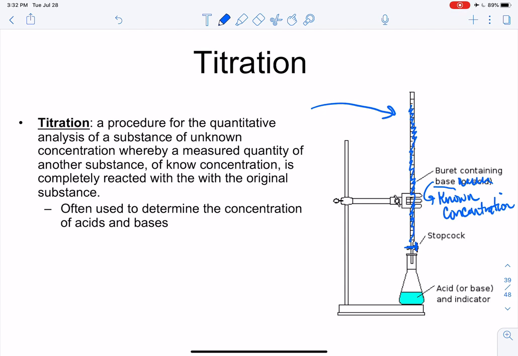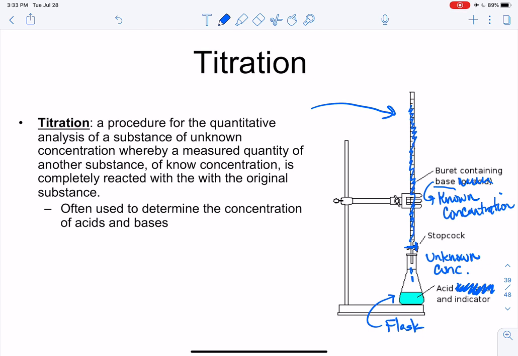And when the stopcock is parallel to the burette, that means you've got flow through the burette into the Erlenmeyer flask. And when the stopcock is perpendicular, it's shutting off the flow of the base down into the Erlenmeyer flask down there. Okay, so we got a flask down here, and you're going to have acid down here. And the acid is going to be of unknown concentration. Okay, so that's the typical setup in an introductory chemistry lab.